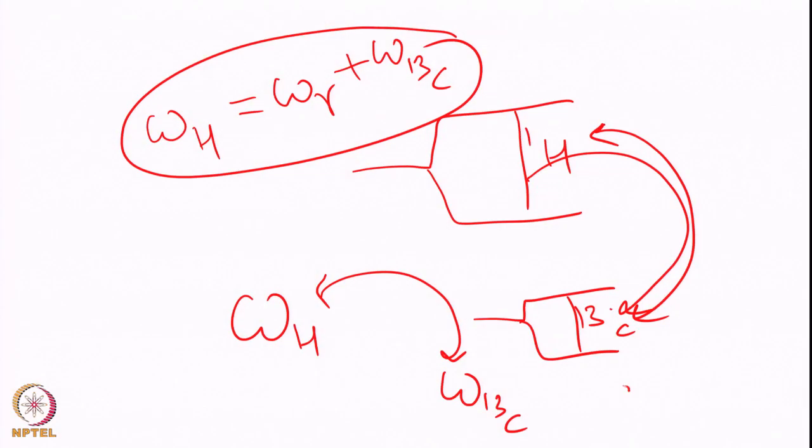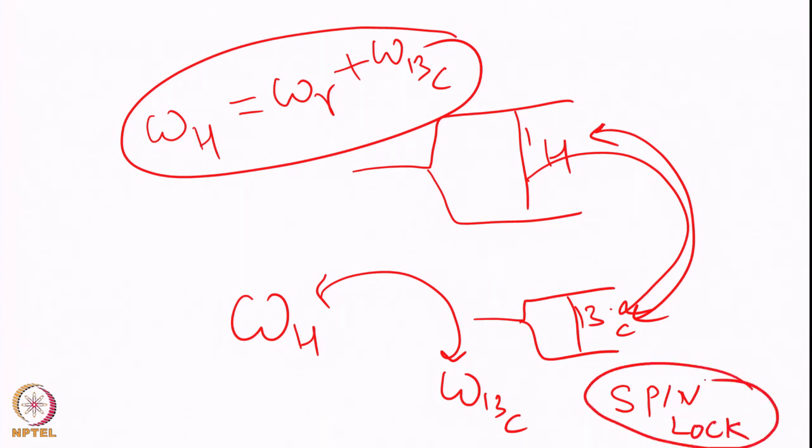The same concept is used in liquid state, where you bring them in the XY plane and you lock them by applying a weak RF pulse, which I briefly mentioned to you in ROESY. If you lock them in the XY plane, the magnetization from H spin will transfer to the X spin, and that is actually called spin lock. Spin lock: so locking spins in a particular direction for some time, and then magnetization will transfer.